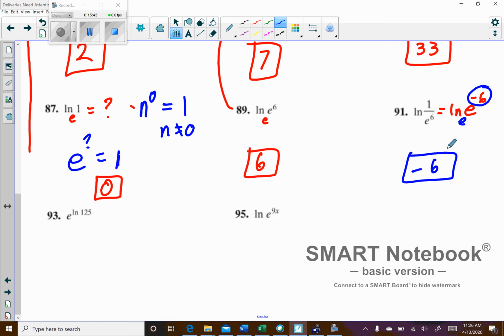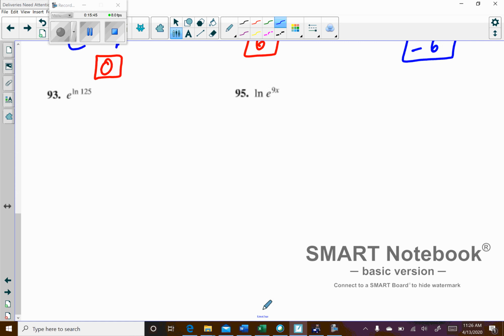Okay, 93. So we have e raised to the natural log of 125. So once again, those match. So the answer just defaults to that 125. And once again, if you want to play around with the conversion, actually, I'll go ahead and do it so you can see it again.